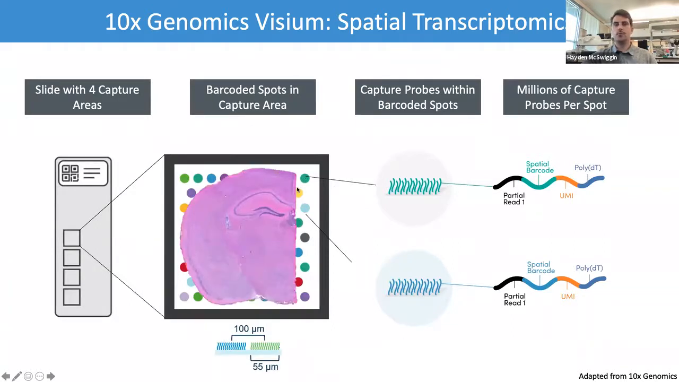So you can overlay a tissue section here, stain your tissue, lyse your tissue, and construct some RNA-seq libraries. And then you can map your RNA expression back onto the tissue and look at the RNA expression profiles within a tissue context.